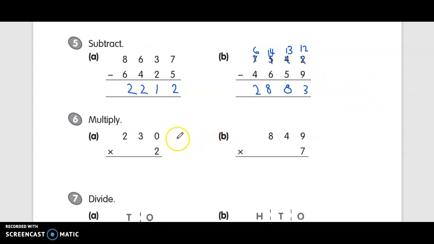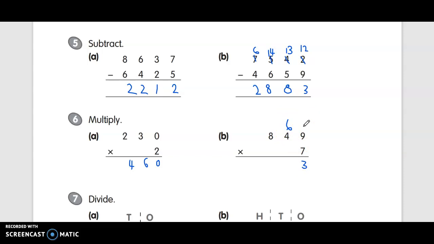Okay, multiply, same thing, starts from the ones. 0 times 2 is 0, 3 times 2 is 6, 2 times 2 is 4. Okay, this is very straightforward. Let's move on to B. This is where the regrouping starts. 9 times 7 is 63. So you need to put 3 here and regroup a 6 on top.